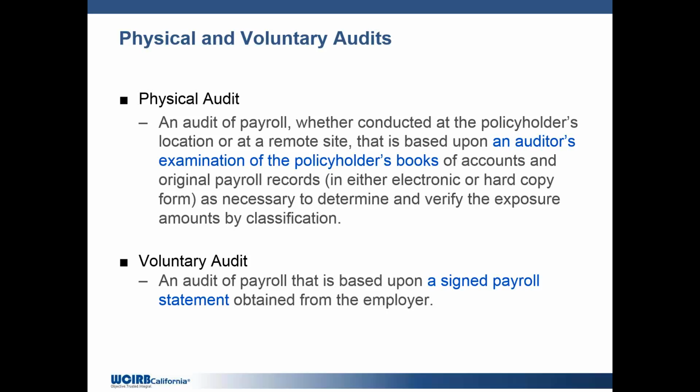And then a voluntary audit is that audit where the carrier is relying on a signed statement from the policyholder that says, here are my payrolls for this period of time. It may be a month, maybe a quarter, half a year, or a year, and they sign off saying, this is everything.